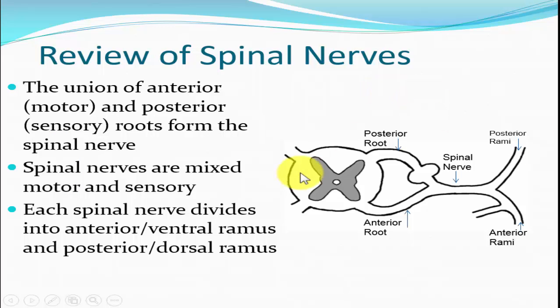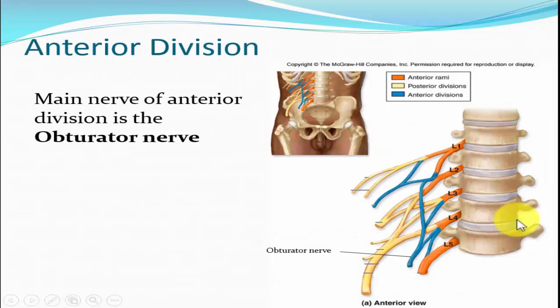So here's a quick picture, a review of the spinal nerves. The union of the anterior and posterior roots form a spinal nerve. So we have our anterior root here and our posterior root here. That comes together to create a spinal nerve. And the spinal nerves are mixed between motor and sensory functions. The anterior side typically does motor, while the posterior side typically does sensory. Each spinal nerve divides into anterior ventral rami and posterior dorsal ramus. And you can see how the roots come together, create the nerve, split off into rami.